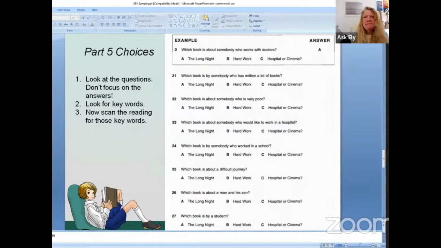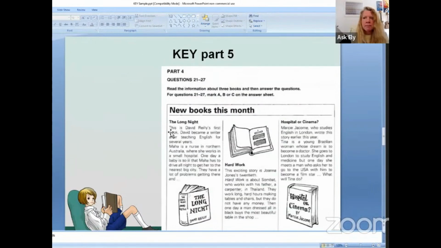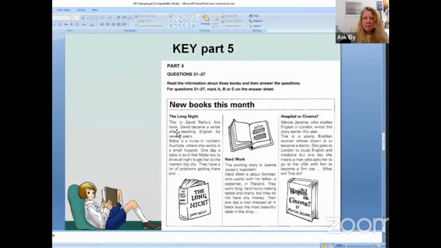Okay. So the next one is, which book is by somebody who has written a lot of books? Okay, so we're looking for a lot of books. All right, so a lot of books. So this is Riley's first book. His first book. Is that a lot? No, that's not a lot of anything, right? It's one book. What's the next one say?